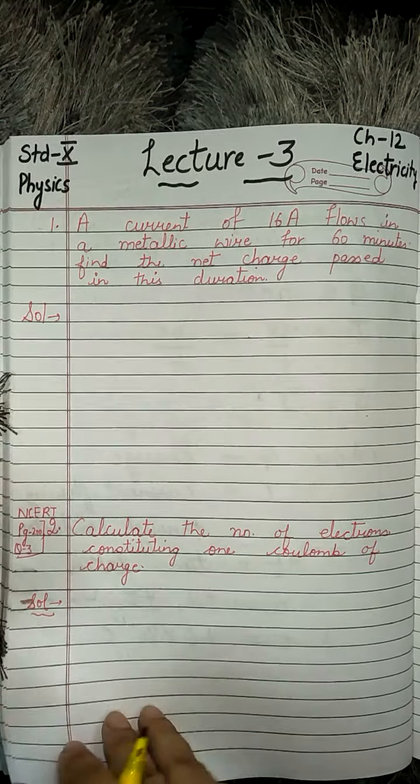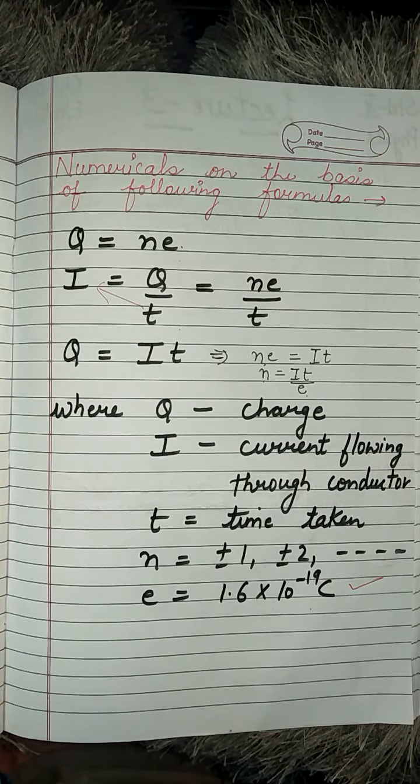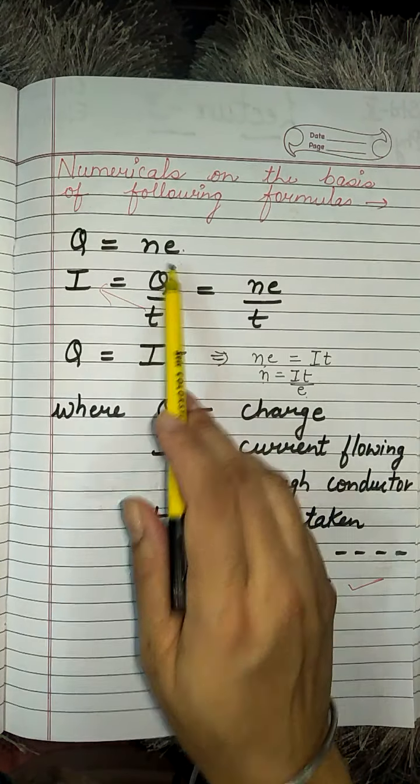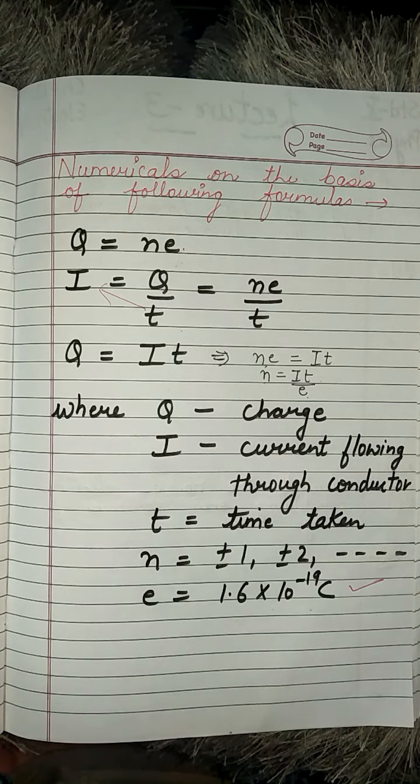In the second lecture we discussed these formulas. Just have a look. The first formula we discussed was Q is equal to Ne, where Q is the charge, N is any integer, can be plus minus 1, plus minus 2 and so on, and e is the charge on an electron. It gives the magnitude of charge on an electron and its value is fixed, that is 1.6 into 10 raised to power minus 19 coulomb.